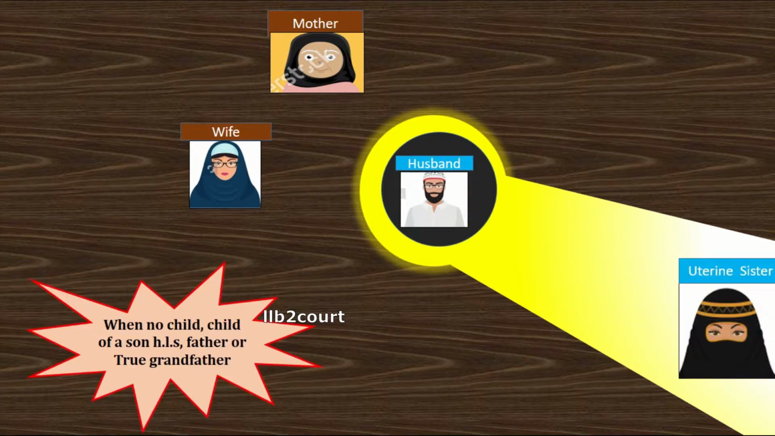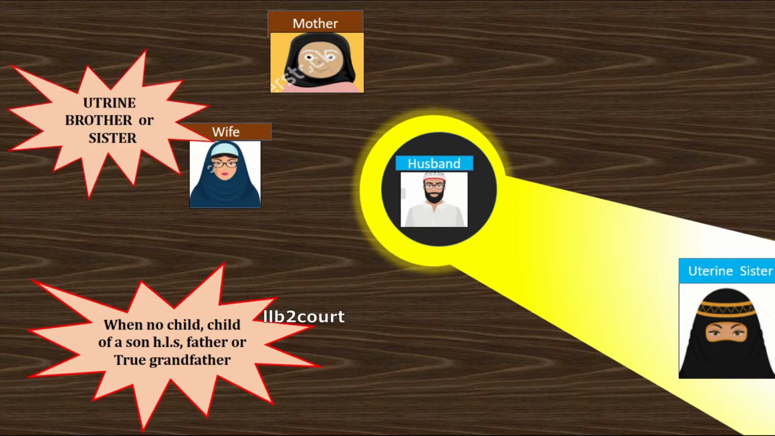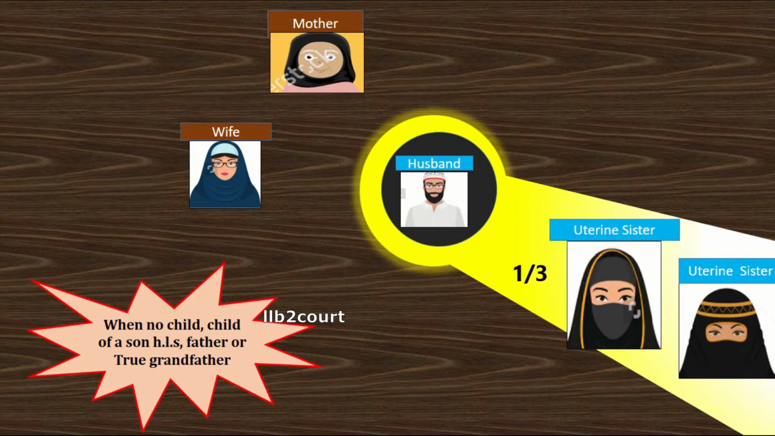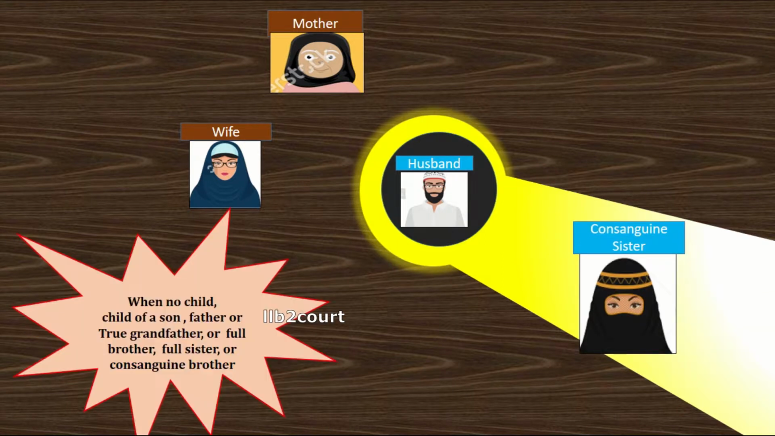Uterine sister is nothing but same mother, different father. If the deceased person doesn't have any children, father or true grandfather, and either a uterine brother or sister is there, then the uterine sister will get 1 by 6. If there are two uterine sisters, then that 1 by 6 is shared by the two, that is each will get 1 by 3.